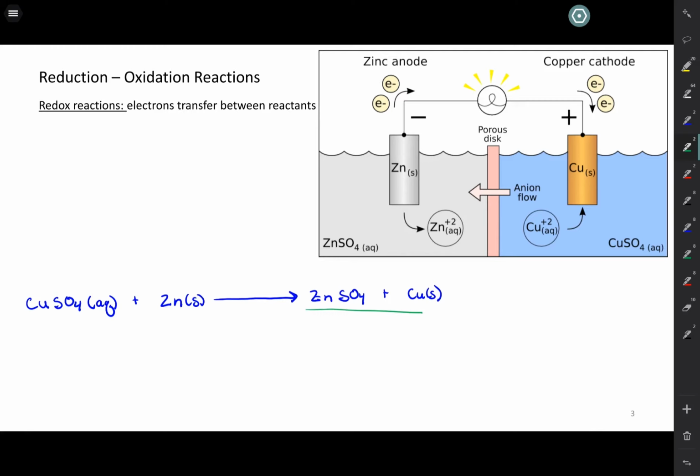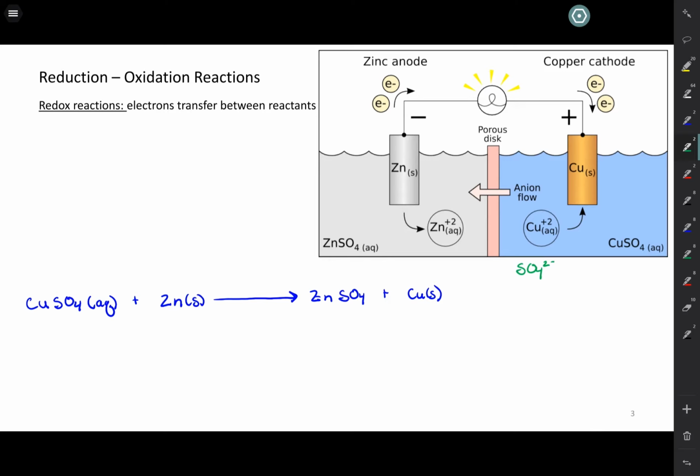Also, we've seen sulfate before. Okay, we've seen sulfate before, SO4 2 minus. We know from our polyatomic ion chart that the sulfate ion carries a -2 charge.